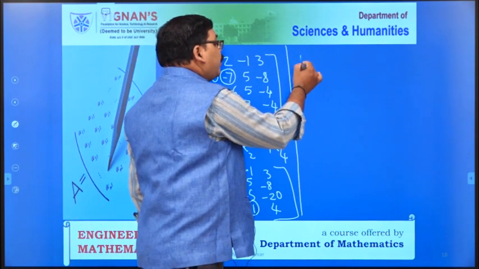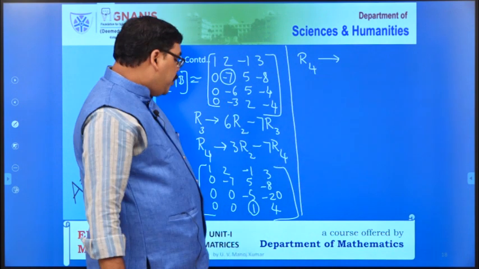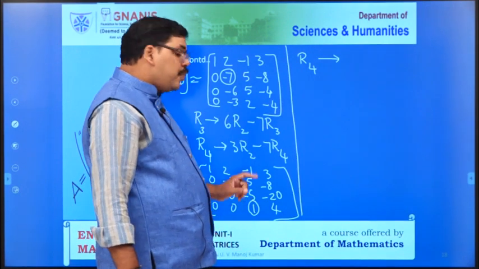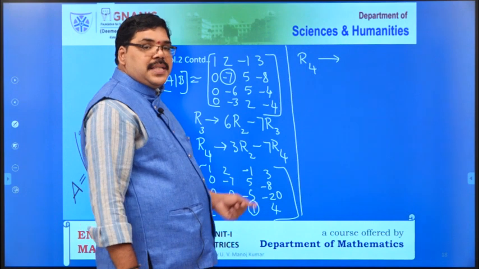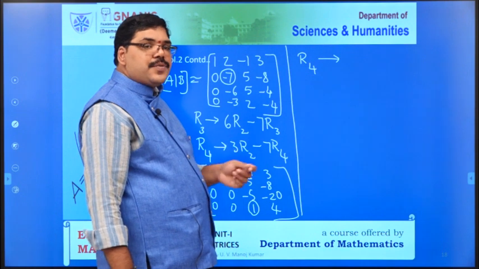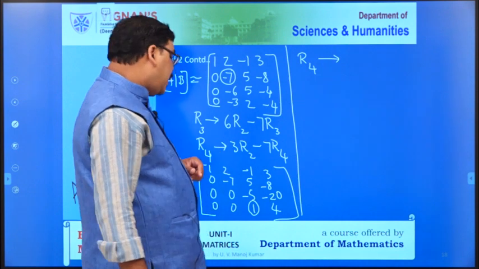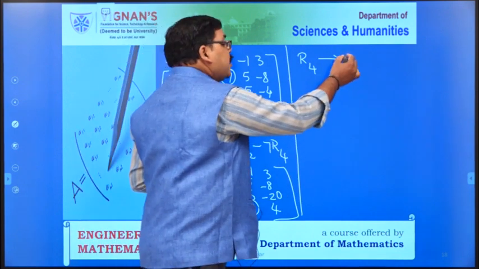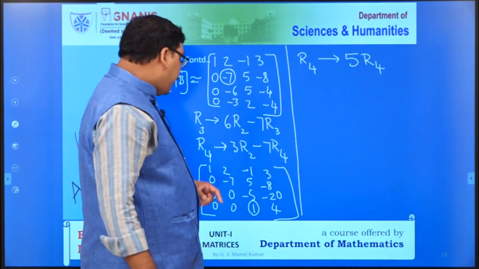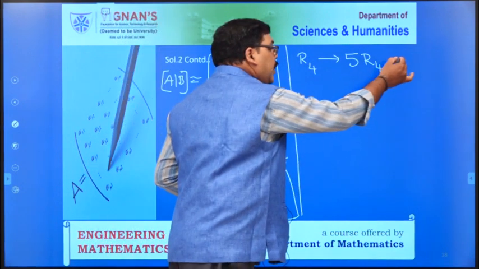It is in the fourth row. So, R4 changes into, I want to use the third diagonal element because 1 is in the third position of the row. As 1 is in the third position of the row, I want to use the third diagonal element, which is minus 5. In this matrix, minus 5 is the third diagonal element. So, use R3. What is the best way? 5R4. If I multiply R4 with 5, I will get plus 5 here. Add R3.